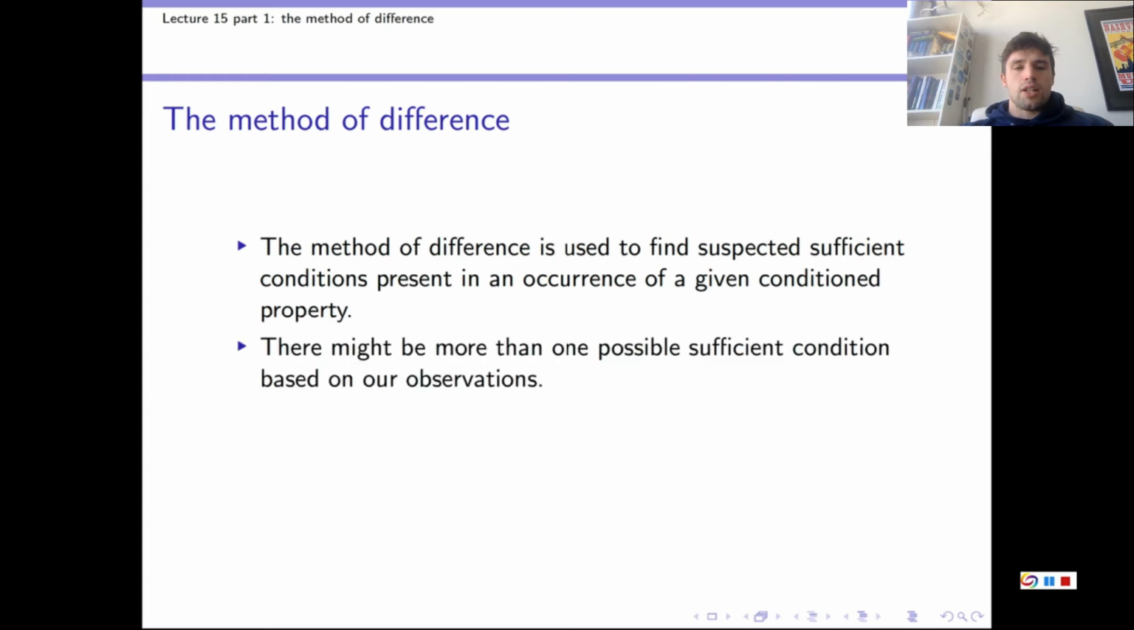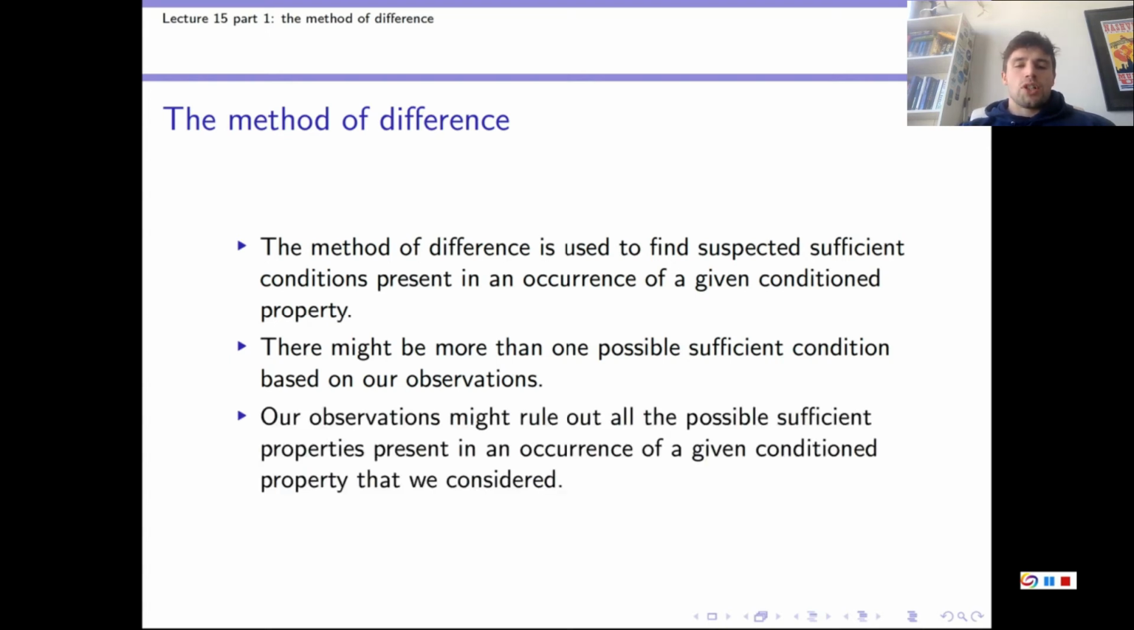And just like before, a conditioned property might have more than one sufficient condition, so there still might be more to it than what we can tell from the method. And what's more, if our initial list of possible conditioning properties doesn't include a sufficient condition that's present in a certain occurrence of a given conditioned property, then we won't be able to find it using the method. We would have to go back and use a more comprehensive list of possible conditioning properties to begin with. So your observations might eliminate everything in your initial list of possible conditioning properties.